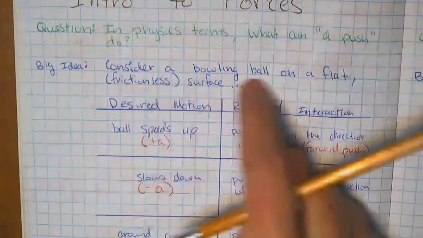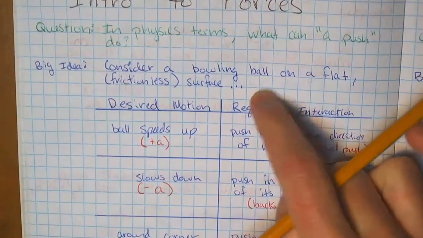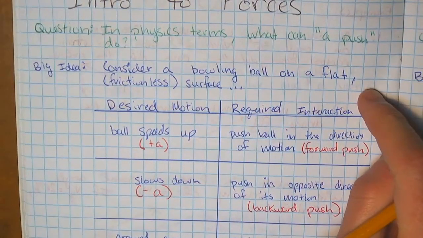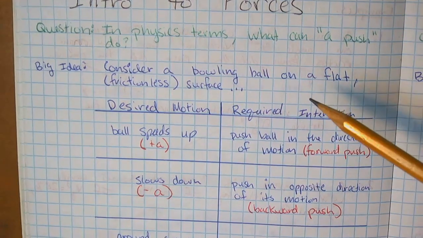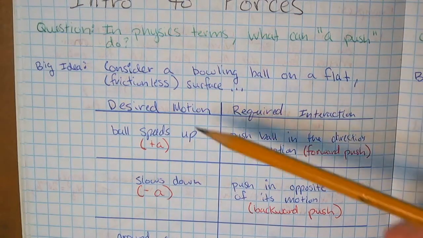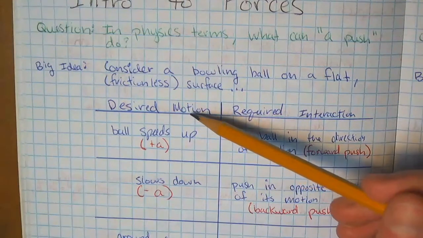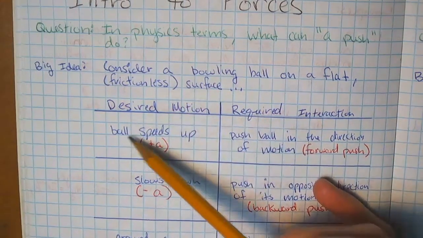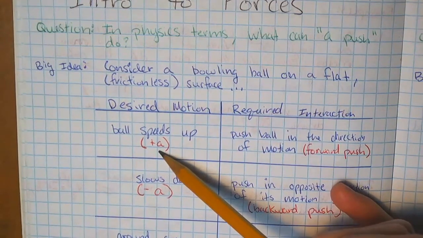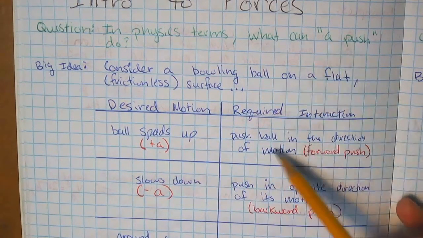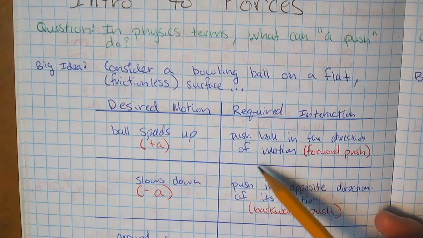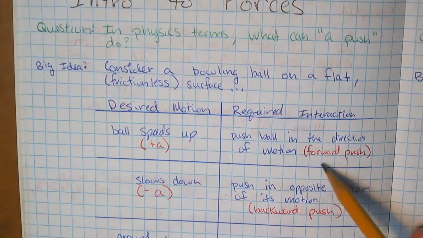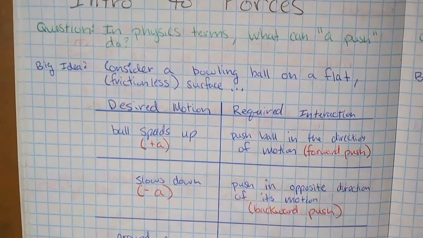So the big idea is to consider a bowling ball on a flat frictionless surface. This is getting at that bowling ball lab that we did, where you were looking at the motion of the bowling ball as it was pushed with a broom. If your desired motion is to get the ball to speed up, we'll call that a positive acceleration, you need to push the ball in the direction of the motion. So if the ball is moving to the right, you need to push it to the right, and we'll call that a forward push. Basically the push is in the same direction as the ball.